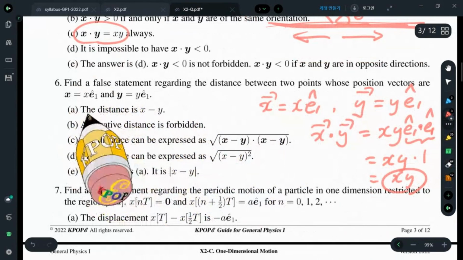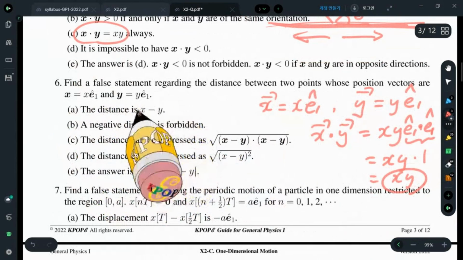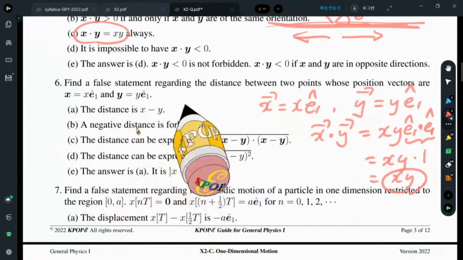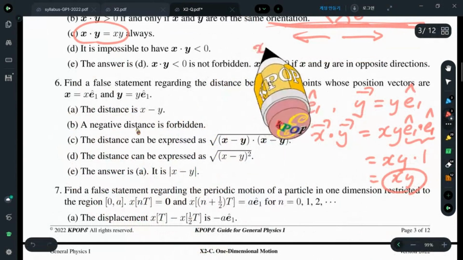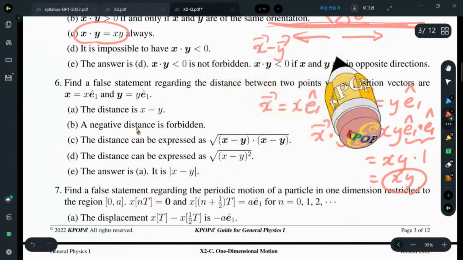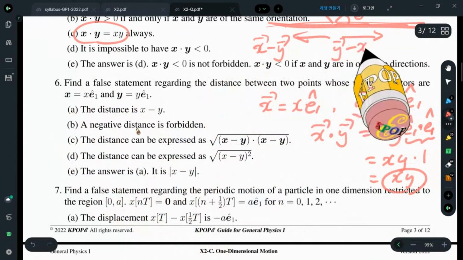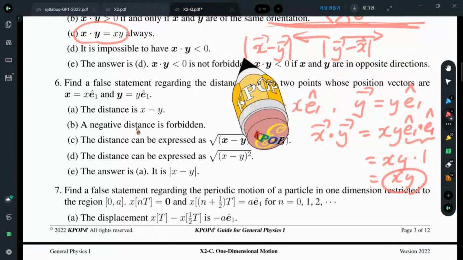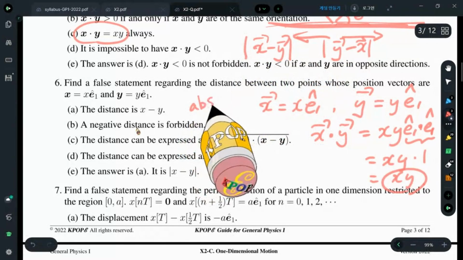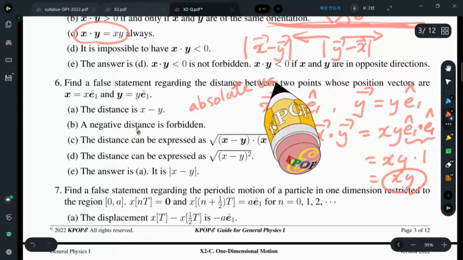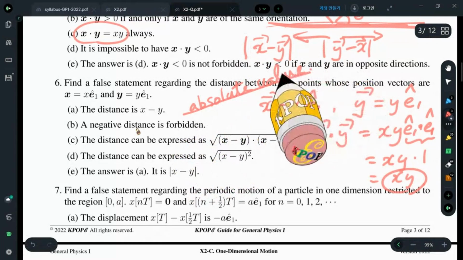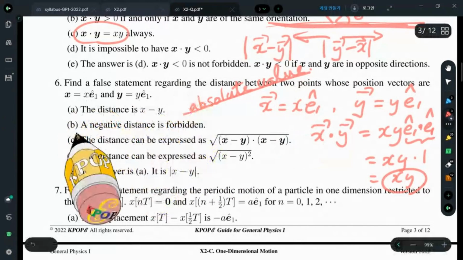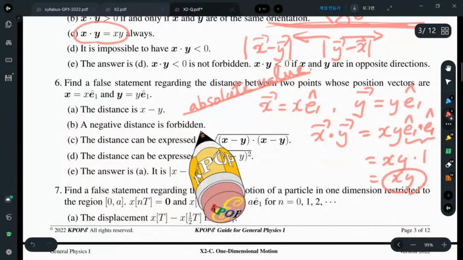Number 6, find a false statement regarding the distance between the 2 points whose position vectors are these. Okay, the distance is x minus y. Wrong. Distance is a magnitude of difference. So you can do either x minus y or y minus x, but you have to take the absolute value. Absolute value means the magnitude of a vector. So it's wrong. Negative distance is forbidden.